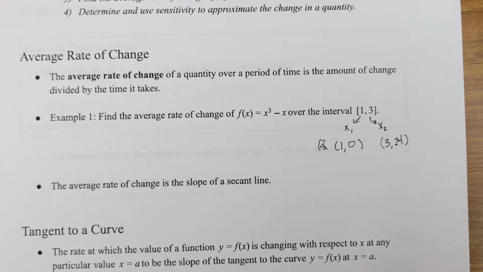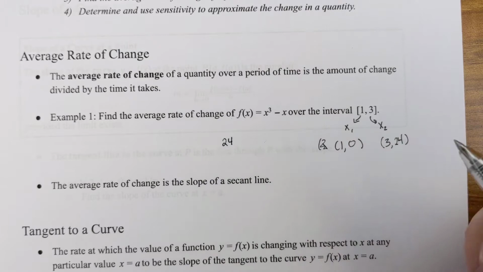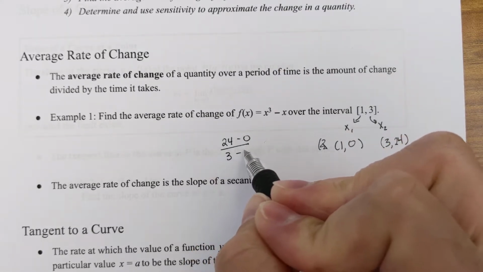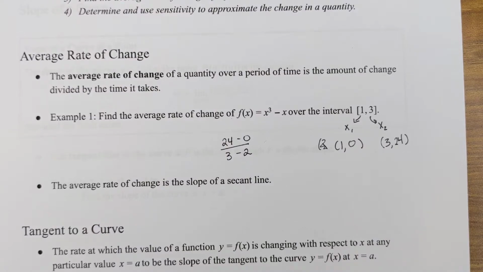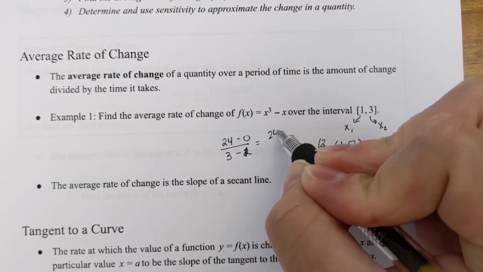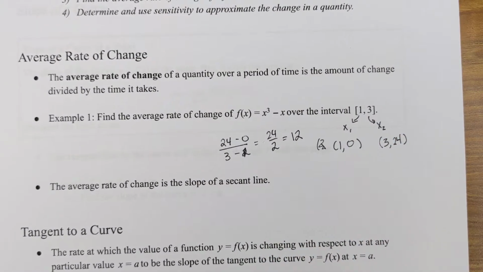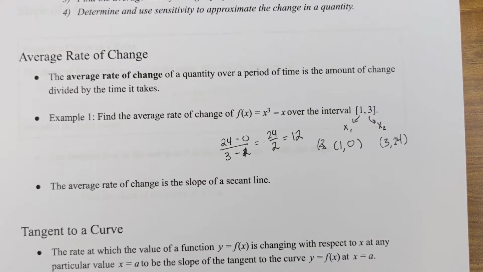So to find the average rate of change, I just find the slope between those 2 points. So y2 minus y1 over x2 minus x1. x1 is 1. So that's 24 over 2. So the average rate of change is 12, the slope of the line that connects those 2 points.